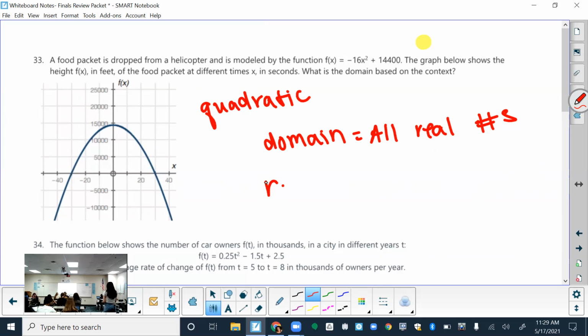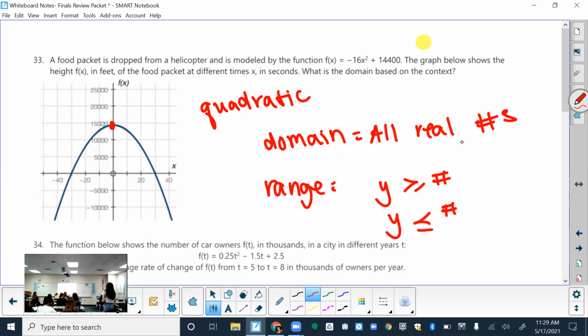Range depends on where your highest or lowest point is of the graph. Range would be different. It would be either y greater than or equal to or y less than or equal to some number. All right, so it's whatever the y value is of your highest point. But your domain is going to be all real numbers always.